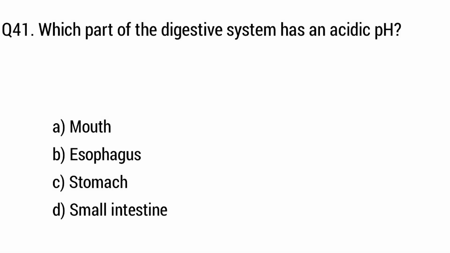Question 41. Which part of the digestive system has an acidic pH? Option A mouth, B esophagus, C stomach, D small intestine. But the right answer is option C stomach.